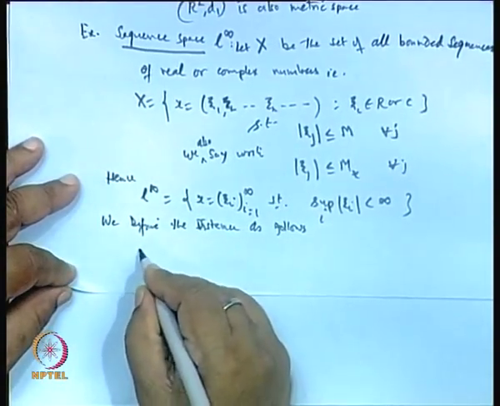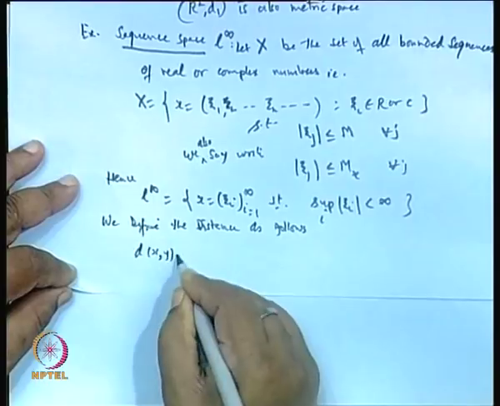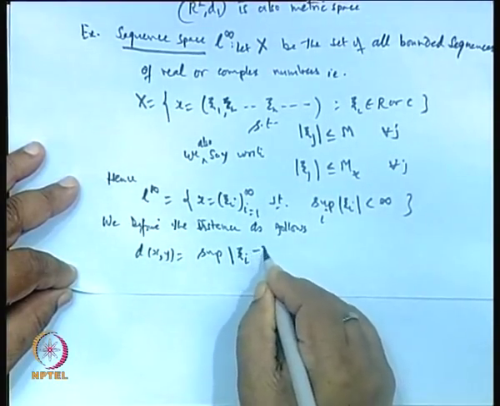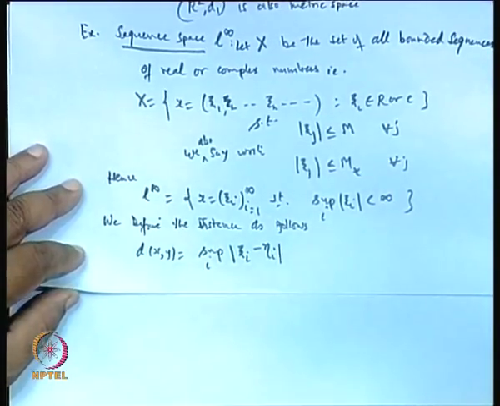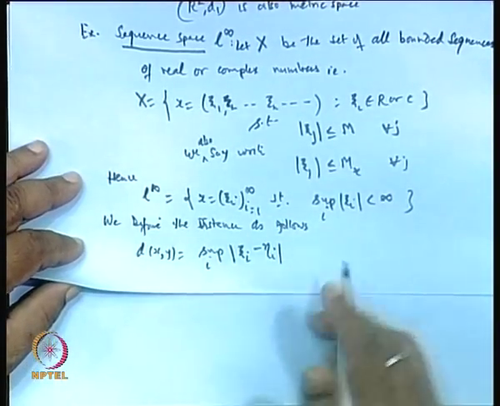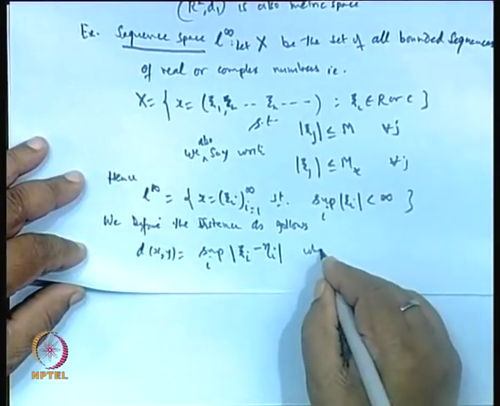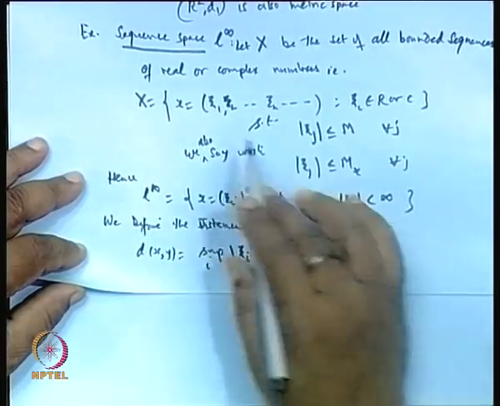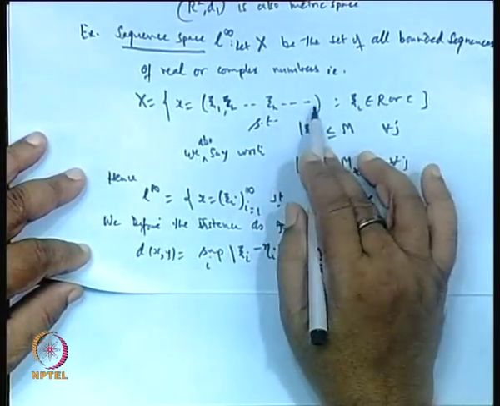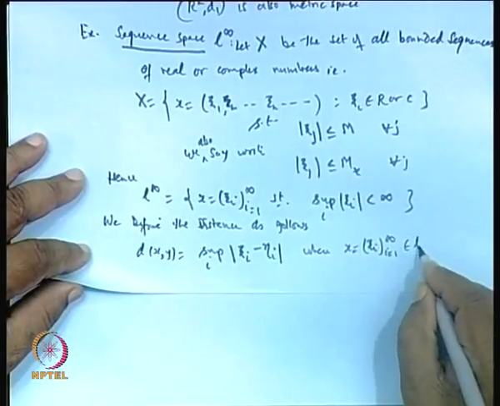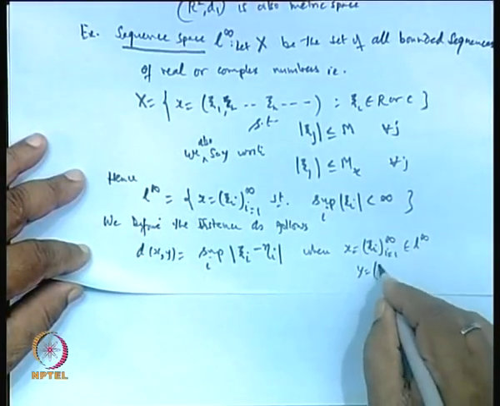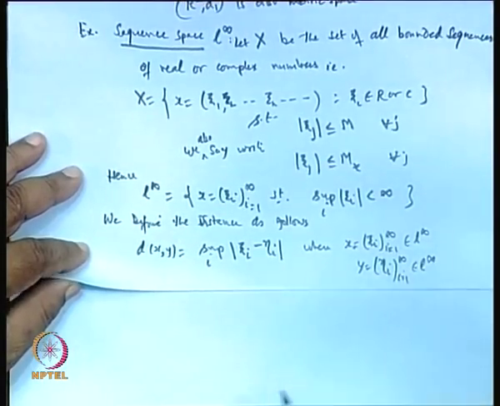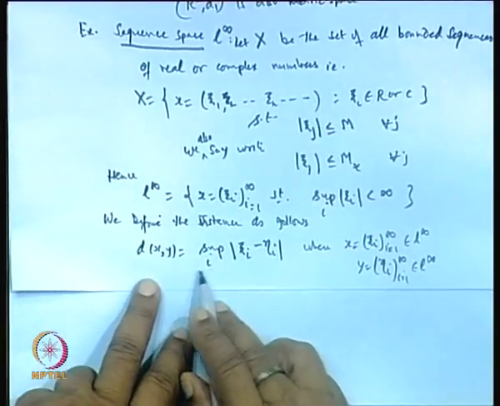Take the 2 points x and y and let us define the distance as supremum of |xi_i minus eta_i| over i, where x is (xi_i), i is 1 to infinity. So, it is a sequence of this type. In short, we write x belongs to L infinity, and y which is (eta_i), i is 1 to infinity, also belongs to L infinity, and we are introducing the notion of distance as follows.